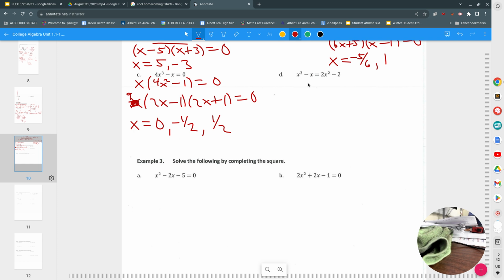What do you want to do first for problem D? Hint, it's in the zero product property section. Put it all on one side. x cubed minus 2x squared minus x plus 2 equals 0. I get it equal to 0. If I can do that and factor it, then we're in good shape.